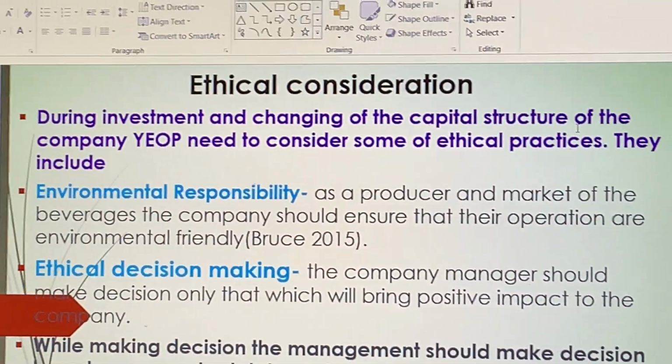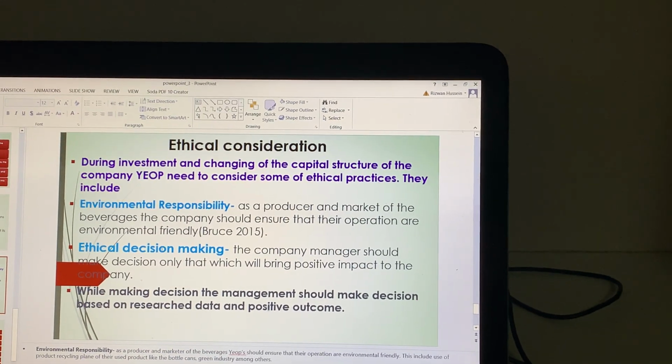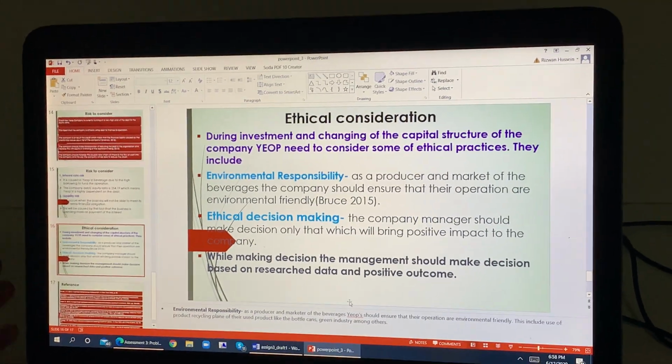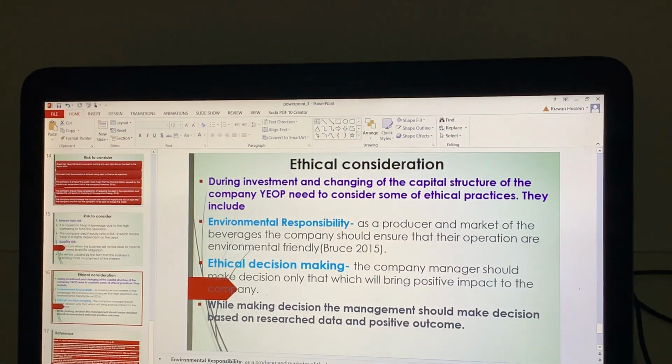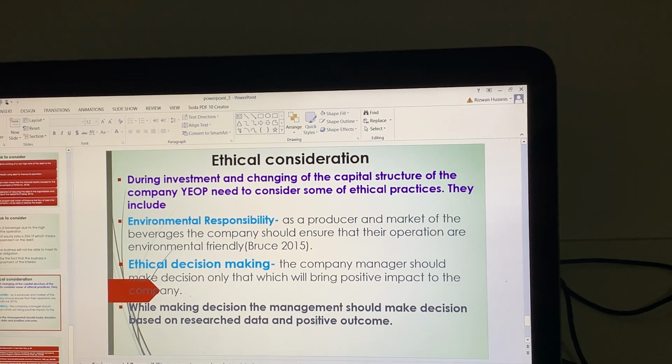Ethical consideration. During the investment and changing of the capital structure of the company, Yobs needs to consider some ethical practices. They include environmental responsibility and ethical decision making. As environmental responsibility, as a producer and marketer of the beverages, Yobs should ensure that their operations are environmentally friendly. This includes use of product recycling, planning for their used products like the bottle cans, grain industry, among others. Ethical decision making. The company manager should make decisions only that will bring positive impact to the company. While making decisions, the management should make decisions based on research data and positive outcome.